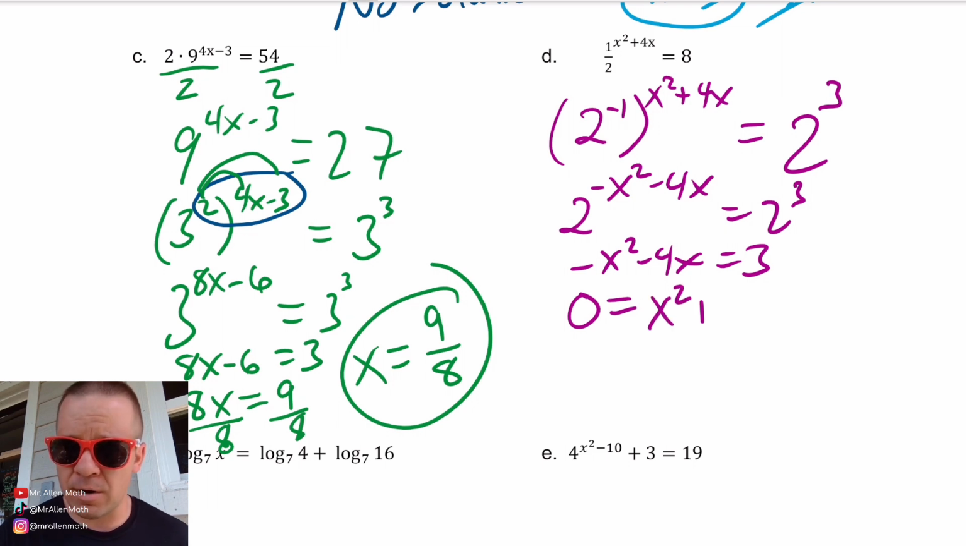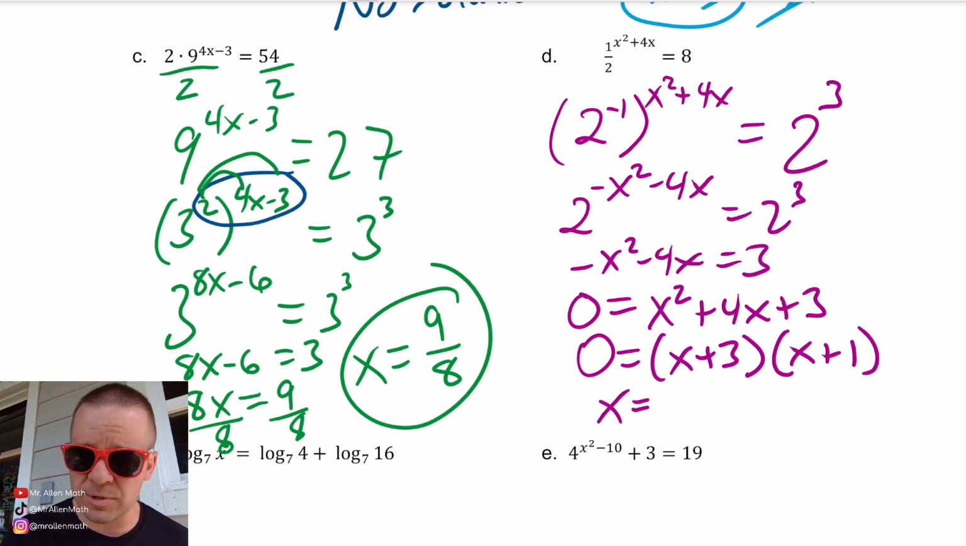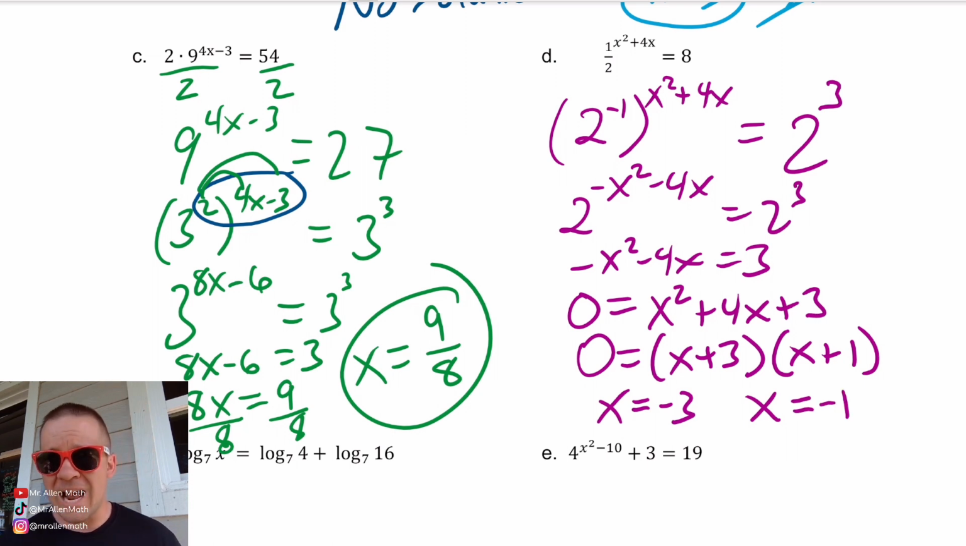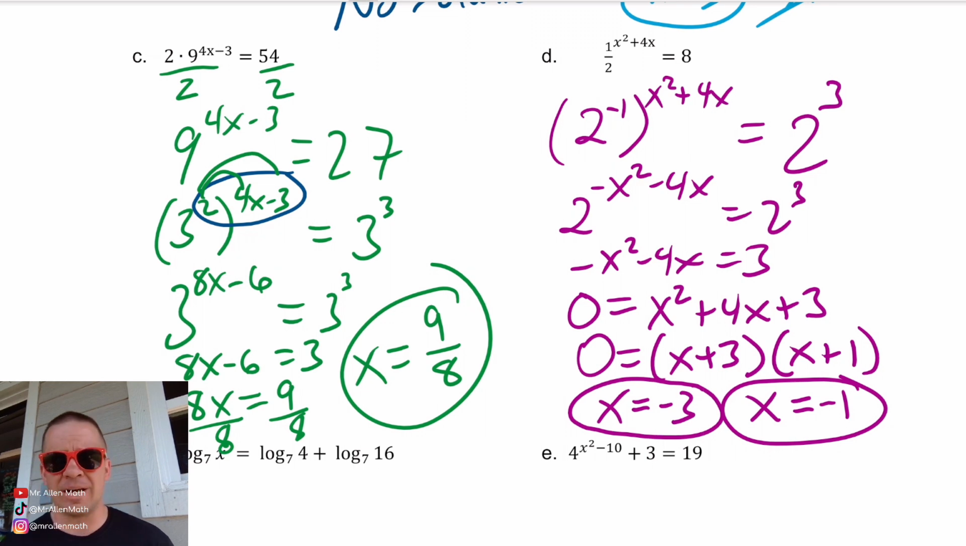So I'm going to have x squared plus 4x plus 3, and now I'm going to have 0 equals x plus 3, x plus 1. What multiplies to 3 and adds to 4 would be 3 and 1. I'm running out of space. I'm just going to write down our answers here. X equals negative 3, x equals negative 1, and they will absolutely both work if we plug them back in. That is super dang dope.